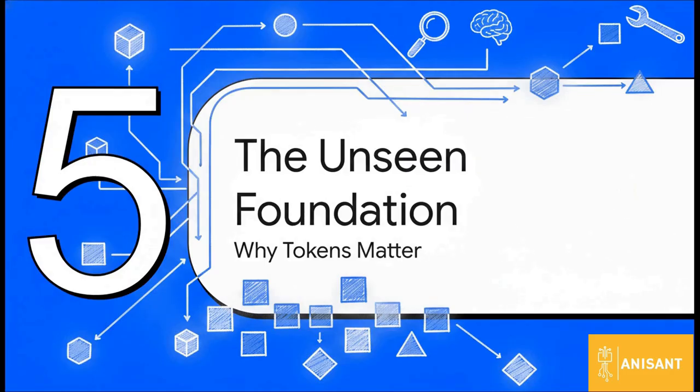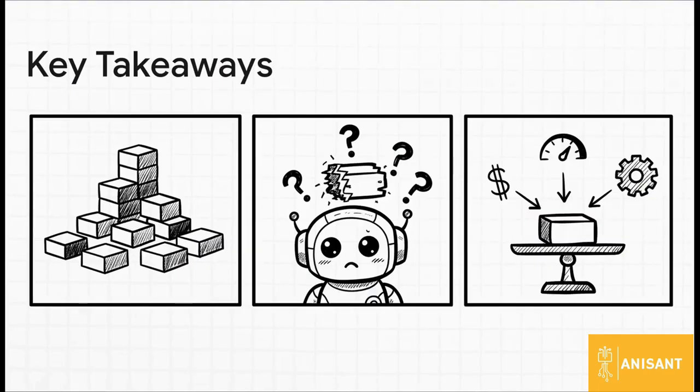Okay, so let's zoom out and put this all together. Why does this invisible foundation of AI actually matter to any of us? I think it really comes down to three main takeaways. First, tokens are the absolute fundamental building blocks of AI language. Second, a lot of that weird, unpredictable AI behavior we see is caused by these malformed glitch tokens. And finally, and this is a big one, the way our text gets tokenized directly impacts the cost, the speed, and the accuracy of any AI model we use.